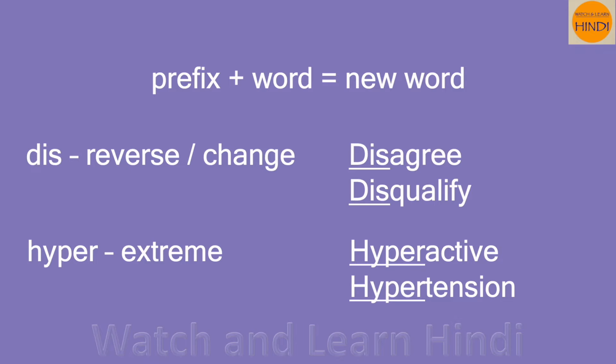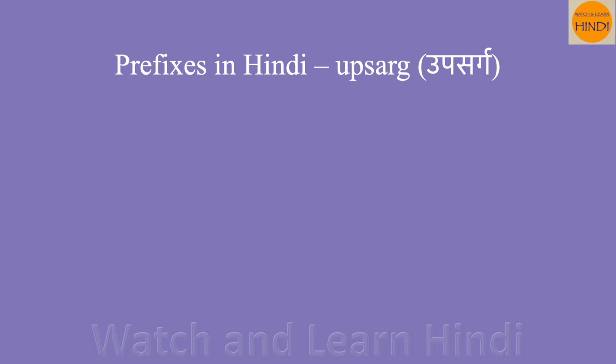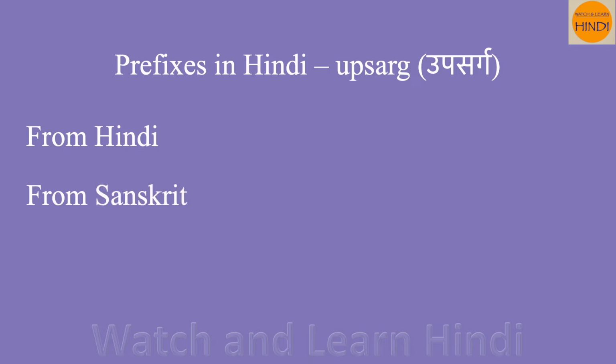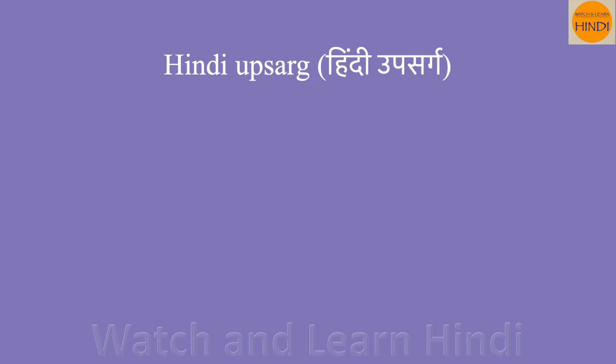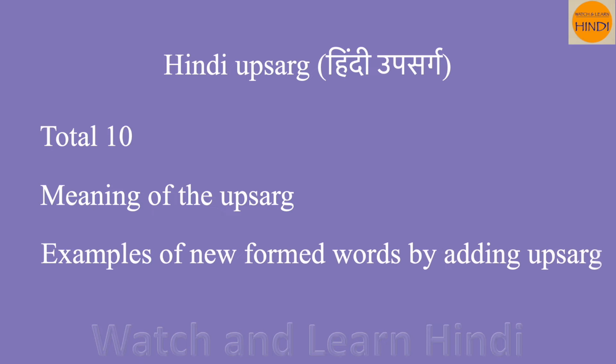Similarly, we have prefixes in Hindi. They are called upsarg, and there are different sources of upsarg in Hindi. First is Hindi's own upsarg. Second, from Sanskrit. And third, from foreign languages such as Farsi, Arabic, and English. Now in this video, I'm going to talk about Hindi's own upsarg. There are a total of 10 such upsarg. I will tell you what each upsarg means and give you example words to better understand them.